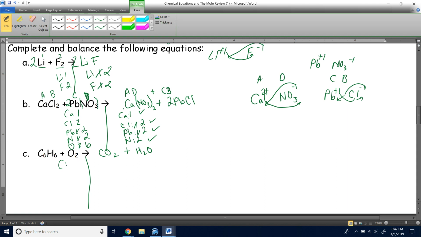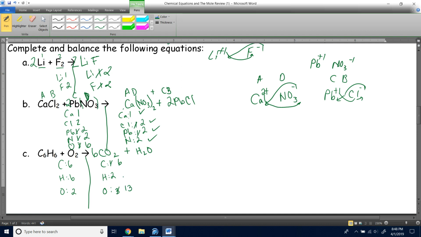For the C's, we have 6, H, we have 6, and oxygens, we have 2, still on the right side. How many carbons do we have on this side? We have 1. Hydrogens, we have 2, and oxygens, we have 3. So let's get cracking. How many carbons do I need on this side? I need 6, so let's change this to 6. Now how many oxygens do I have? 6 times 2 is 12, plus 1 is 13.